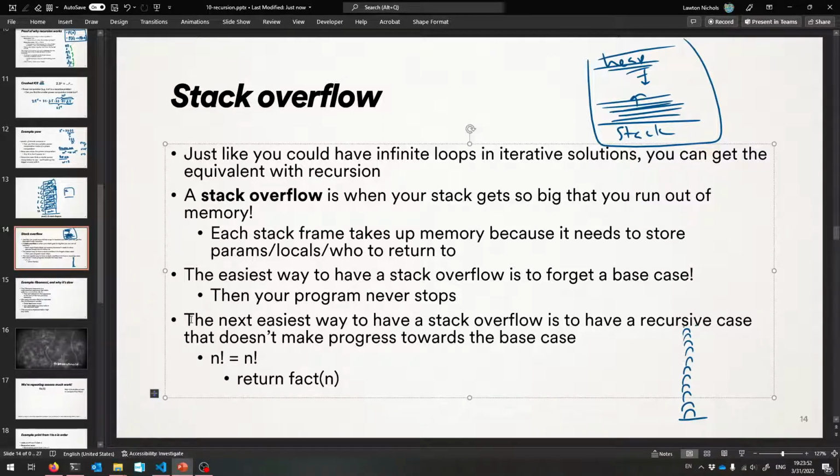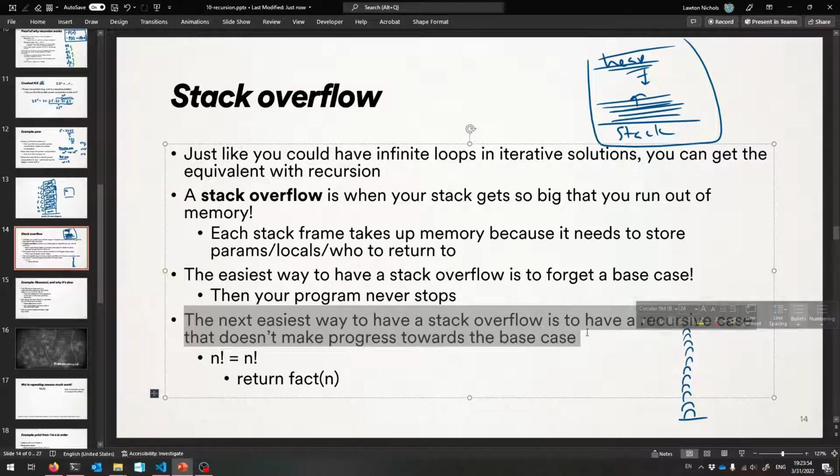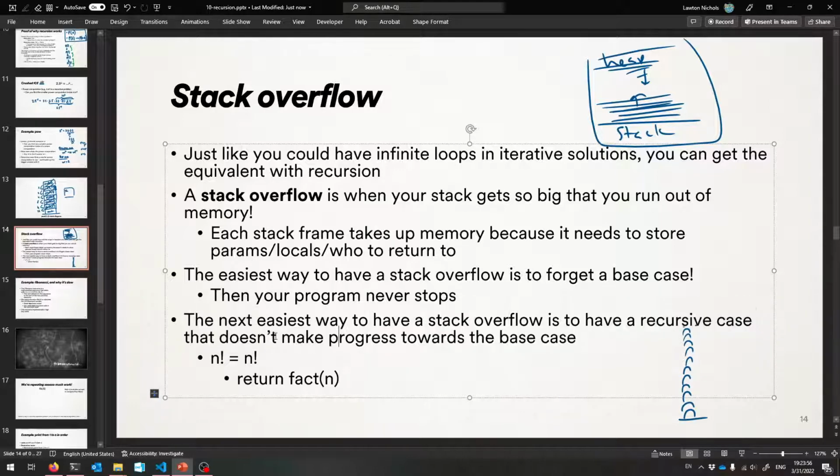The next easiest way to have a stack overflow is to forget that in your recursive case, you need to make progress. You need to go towards the base case, otherwise you're never going to get there. You need to solve a smaller problem. So here is a correct mathematical statement, but incorrect code, right? Trying to say that, oh yeah, the answer to n factorial, oh, it's n factorial. So you're calling yourself with the same parameter. You're never going to get towards the base case, okay?